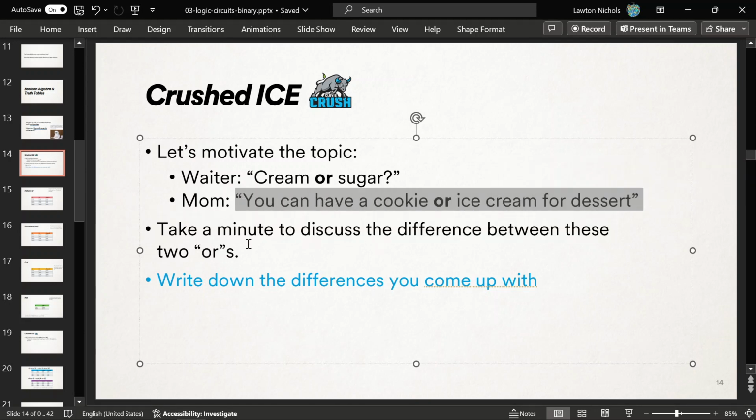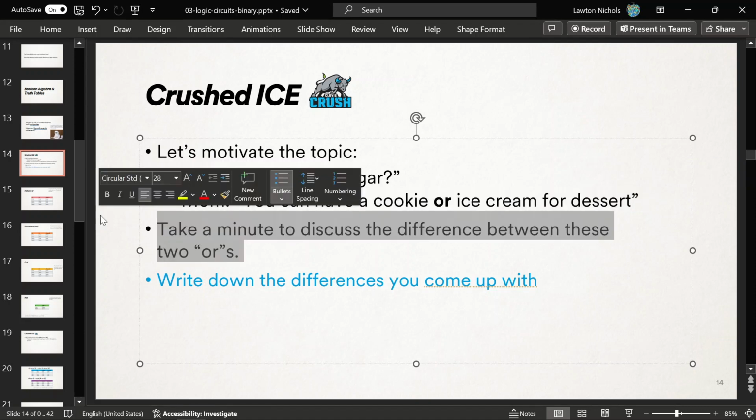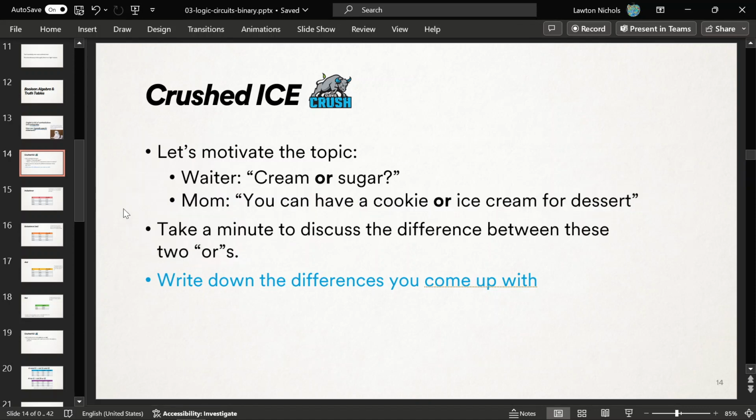Okay? Please take a minute or two to say hello to the people next to you. Discuss the difference between the ors in those two sentences, because it's not the same or, is it? English is very ambiguous, and please try to write down all the differences you can see. There is a difference, right?